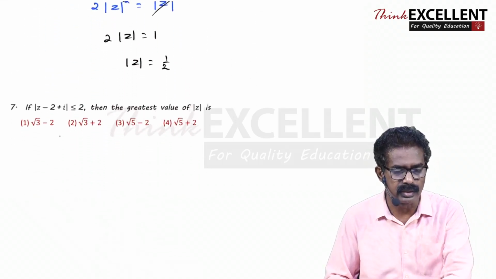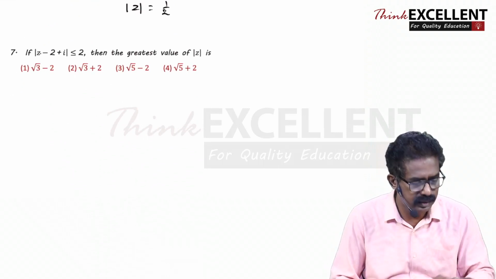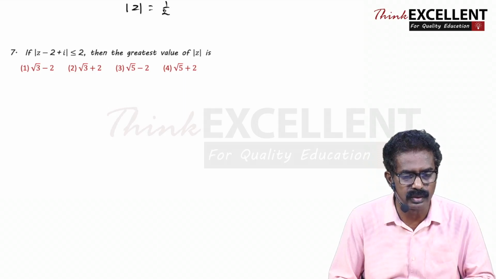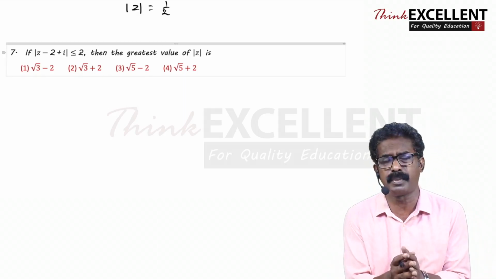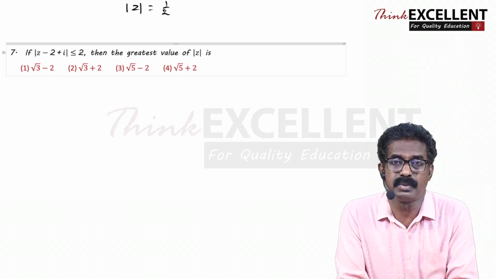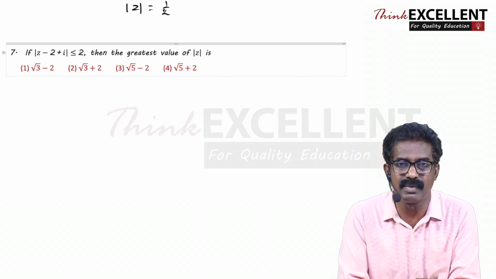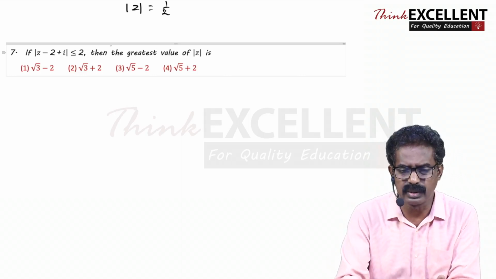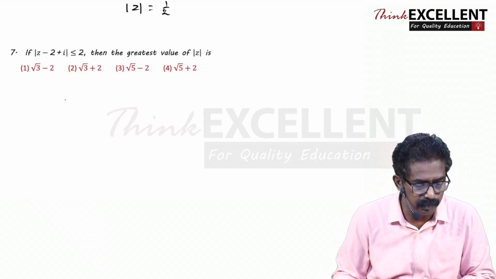Now the next question, please look at this question. If modulus of Z minus 2 plus i is less than or equal to 2, then the greatest value of modulus Z. So this type is very important, not only for objective questions, for 2 mark, even 5 mark questions are there. Greatest value, least value, right? There are some easy methods also. This is a direct question, so we'll use the result what you studied from the book.